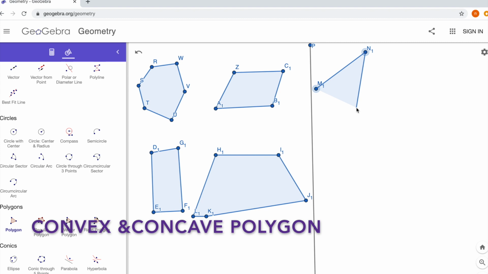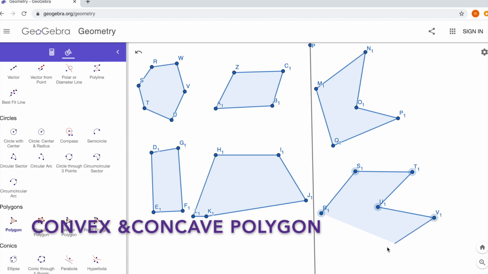Here some points are inward. This point is inward and then I join it to make a closed figure. Let us take some more sides, more vertices, an inward direction point, then outward, and then I join it to make a closed figure.